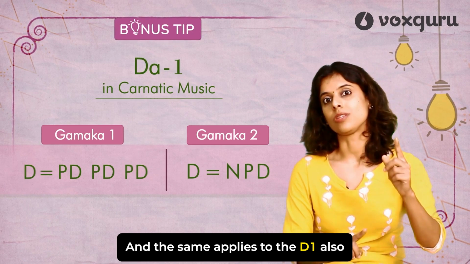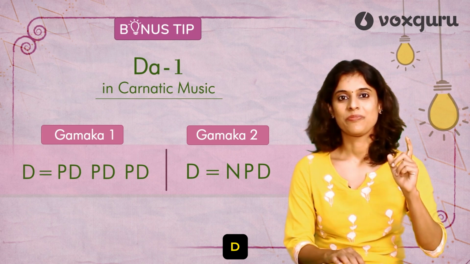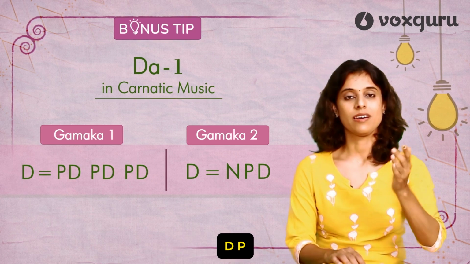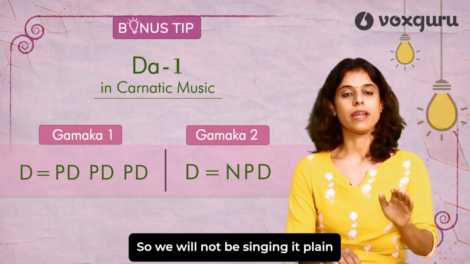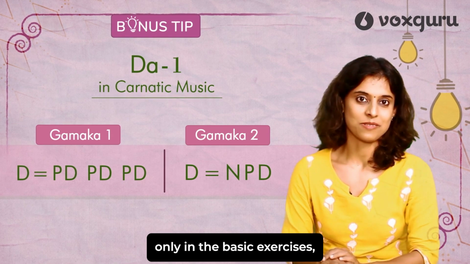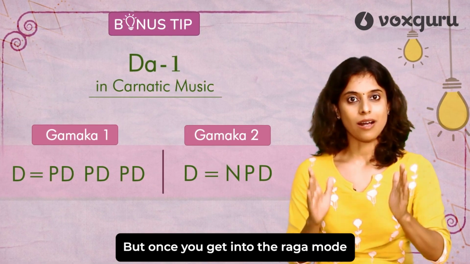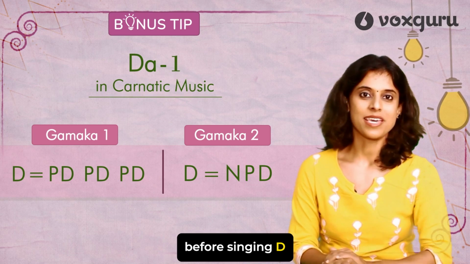And the same applies to the Da 1 also. Da. It is oscillating, right? Or Da Pa. This is also touching Pa and then only going to Da. So we will not be singing it plain like Da. We will sing that only in the basic exercises, Sarali Varisai and all of that. In that stage it is okay. But once we get into the Raga mode and the Gamaka mode, we have to make sure we are touching Pa first before singing Da.